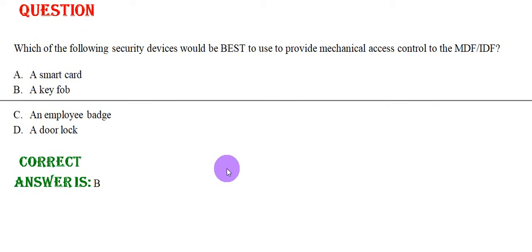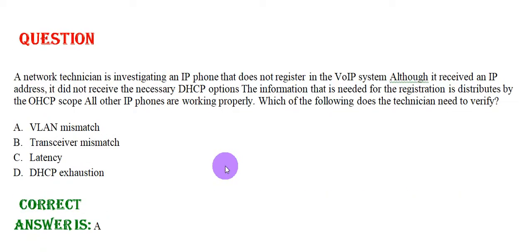Which of the following security devices would be best to use to provide mechanical access control to the MDF and IDF? Option A, a smart card. Option B, a key fob. Option C, an employee badge. And option D, a door lock. The correct answer is option B.